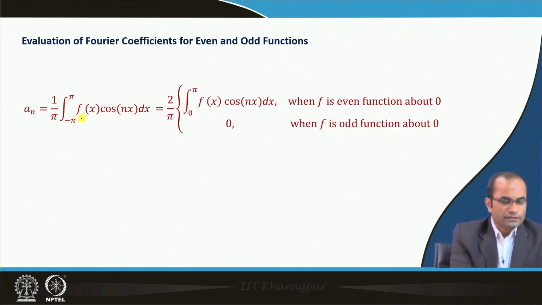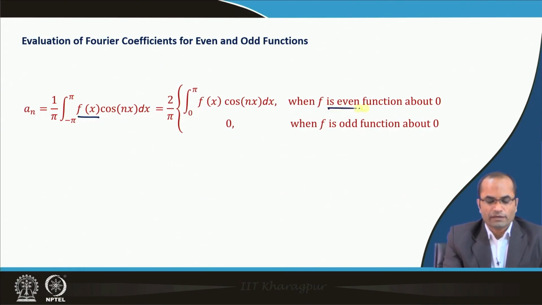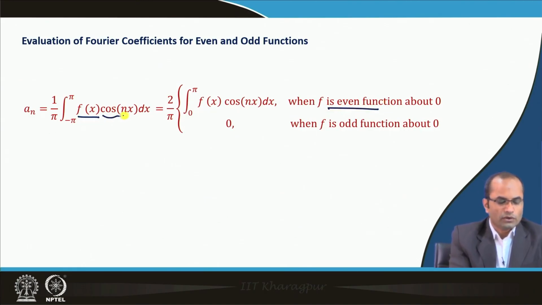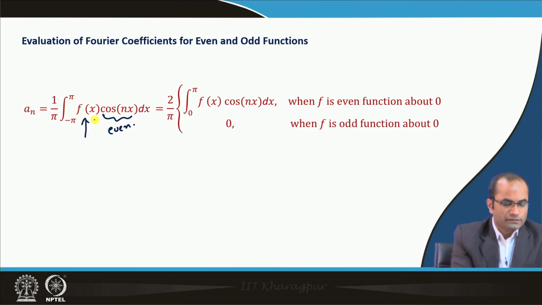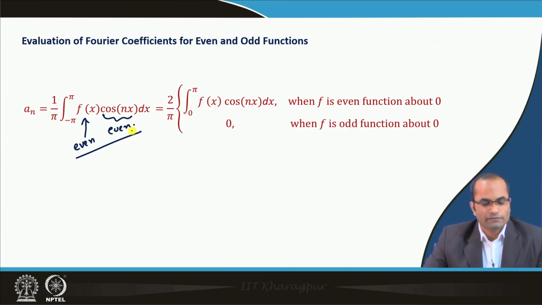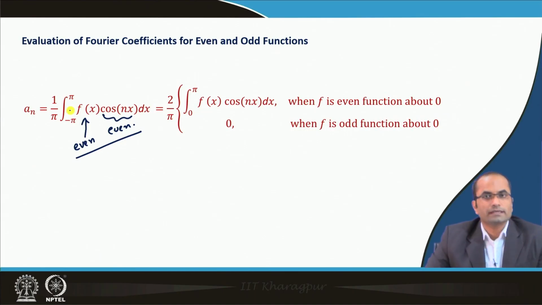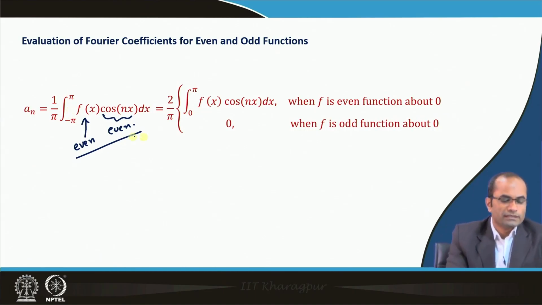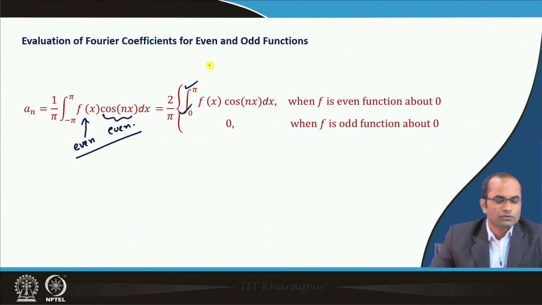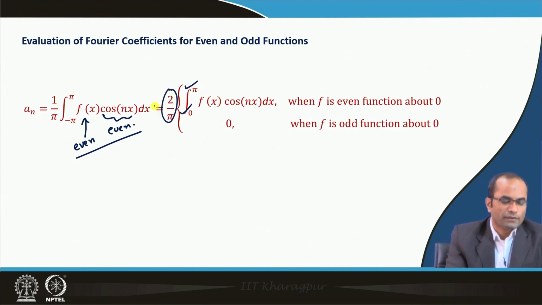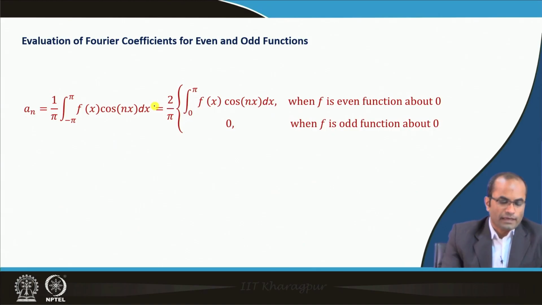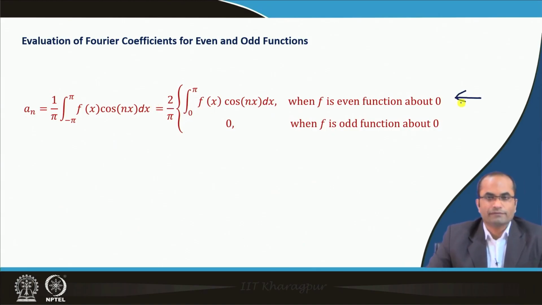So, if this function f(x) is an even function, then since cos is an even function, the product is again even, and in that case the whole integrand is an even function. So, the integral from minus pi to pi can be written as 2 times the integral from 0 to pi. The 2 over pi will come outside.